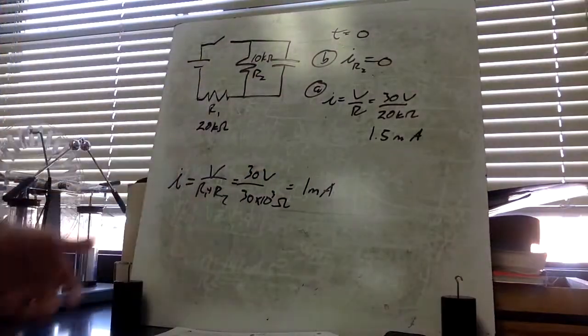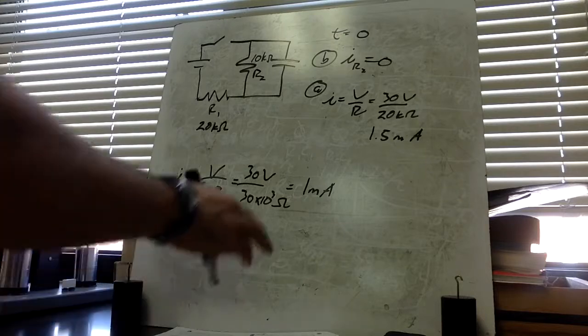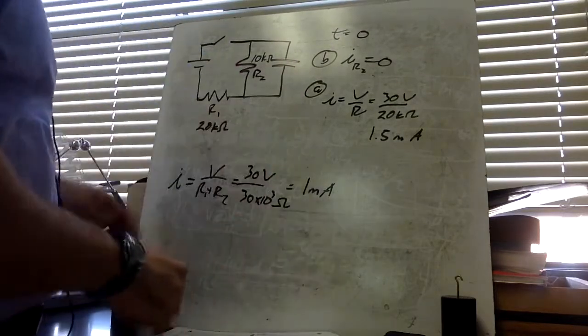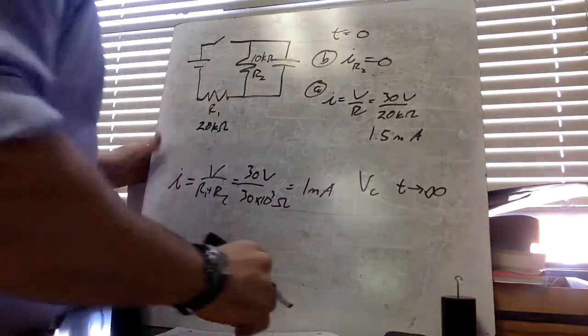Okay. Now we have an extension question. What is the voltage across the capacitor a long time later? Right. So VC as time goes to infinity.